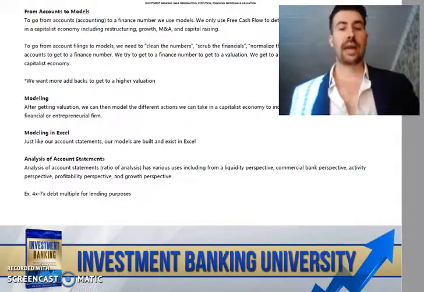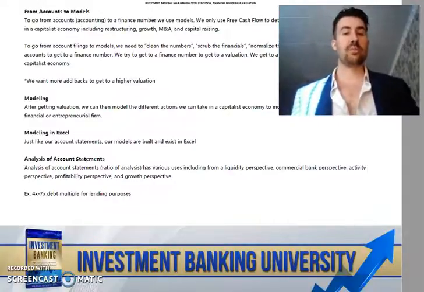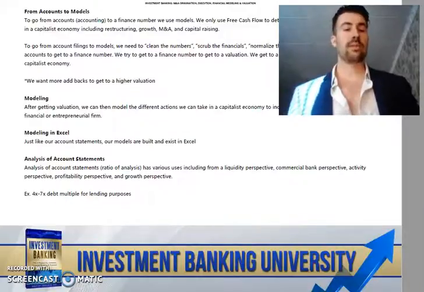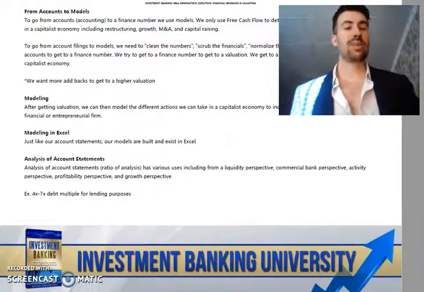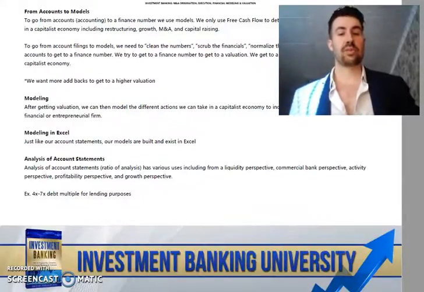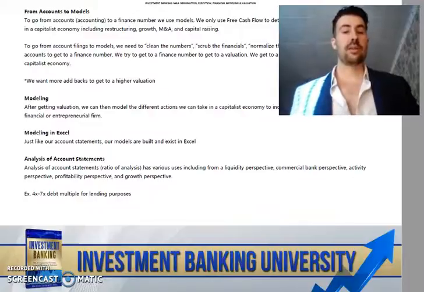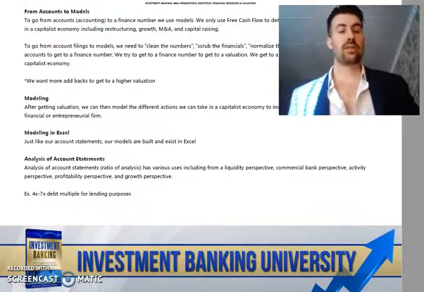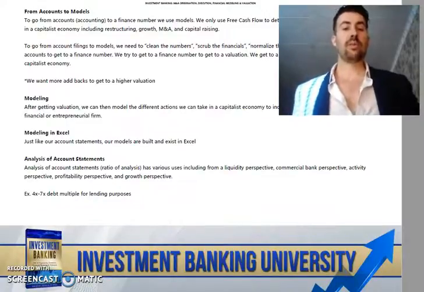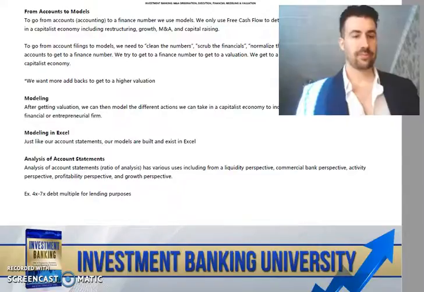We only use free cash flow to determine valuation for major transactions in a capitalist economy, even though there are different ways to do valuation, including market-based metrics. To go from account filings to models, we need to clean the numbers or scrub the financials or normalize the financials. This amounts to recasting accounts to get to a financial number. We try to get to a finance number to then utilize that for valuation. We get to valuation to then take actions.